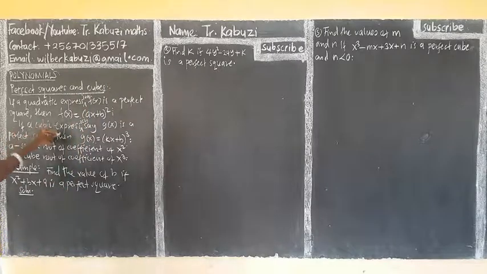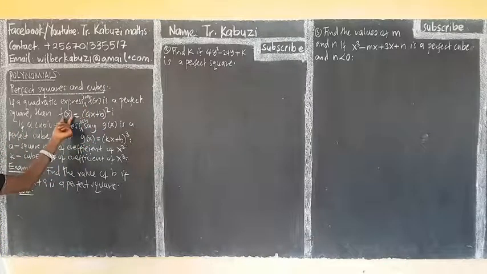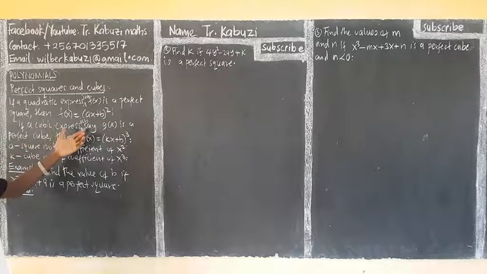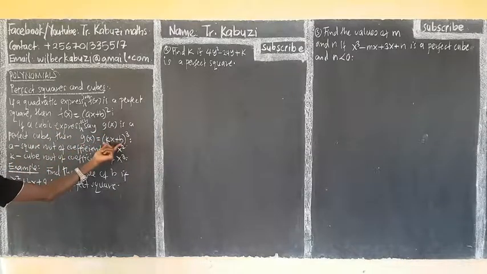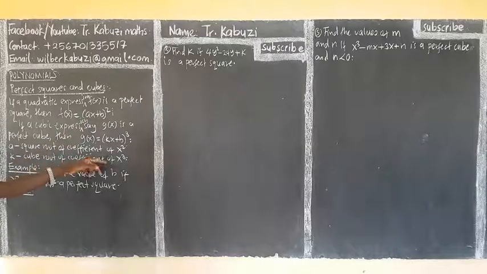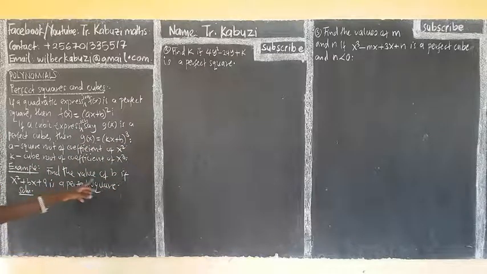Now, if a quadratic expression f of x is a perfect square, then f of x is given by a linear function squared. If it's a cubic expression, say b of x is a perfect cube, then b of x is equal to a linear function cubed. Note, this a is the square root of the coefficient of x squared in the given polynomial f of x, and k is the cube root, because we are dealing with a cube, of the coefficient of x cubed.